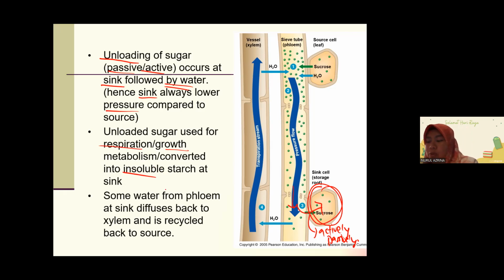And then what happened to the water? Remember, the water flows together with the sap down to the sugar sink. Some water from the phloem diffuses back to the xylem and is recycled back to the source. So water from the phloem at the sugar sink will be diffused back into the xylem, back to the sugar source, and the cycle continues.